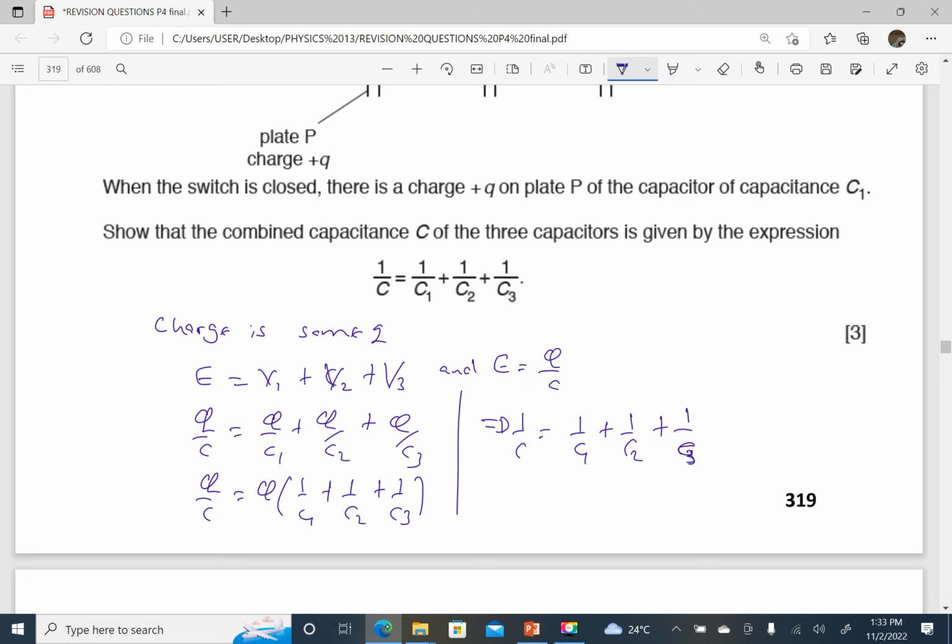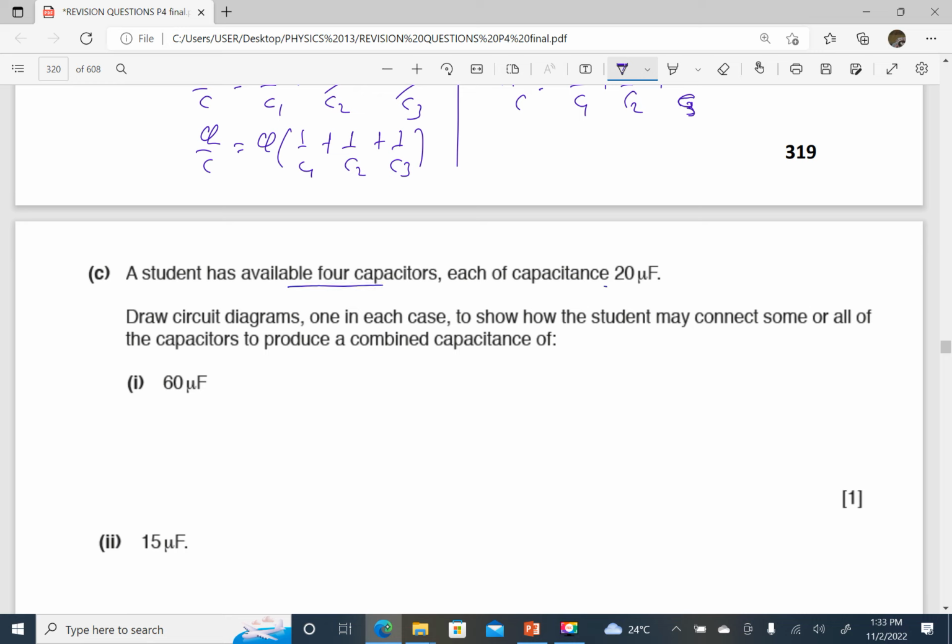The student has available 4 capacitors, only 4, each of 20 microfarads. Draw circuit diagrams, one in each case, to show how the student may connect some or all. So it's not mandatory to have all. Some or all the capacitors to produce a combined capacitance of 60. I think 60 is easy. When you combine the 3 in parallel, you just sum up to reach 60. So the easiest is having the three in parallel. So we have 1, 2, 3 in parallel. Do not forget the connecting leads. That one gives us automatically 60.